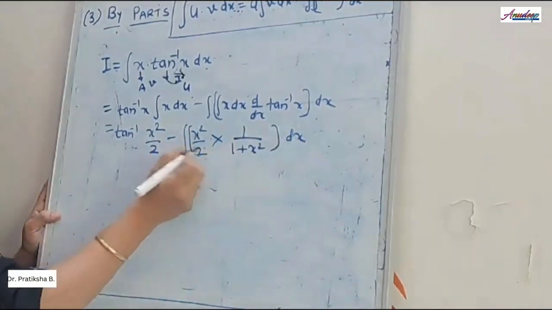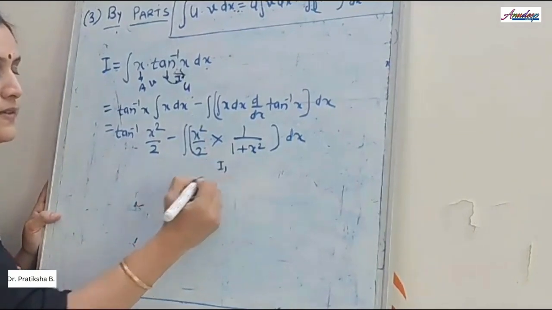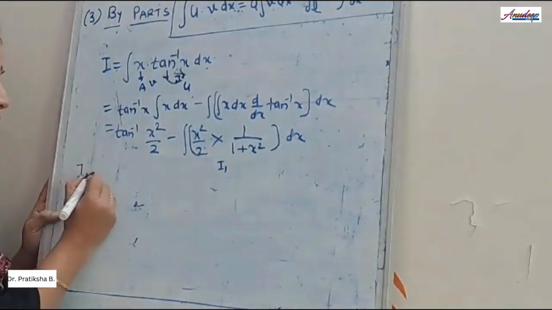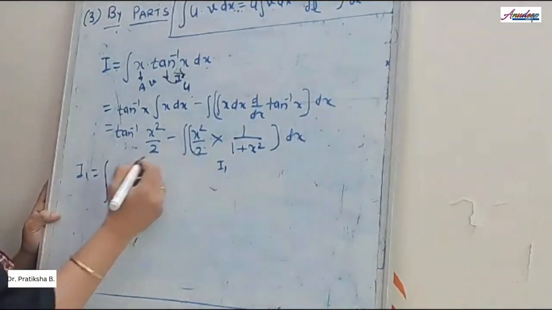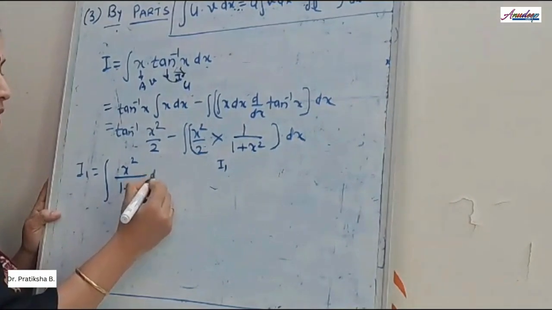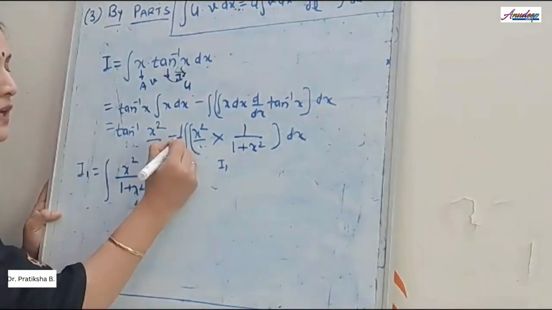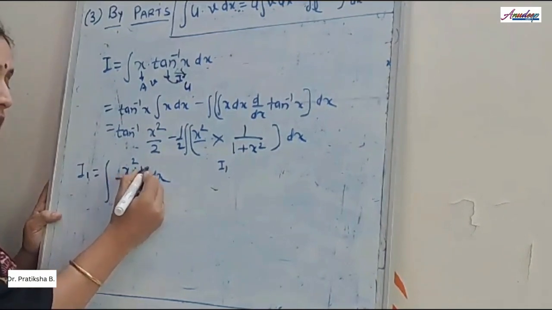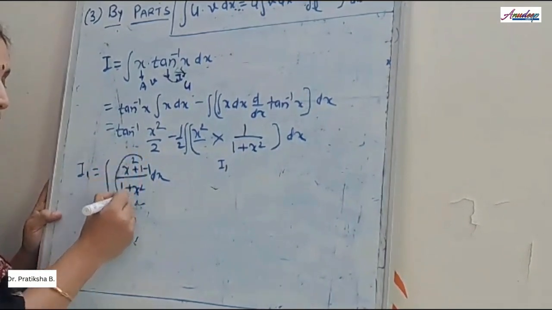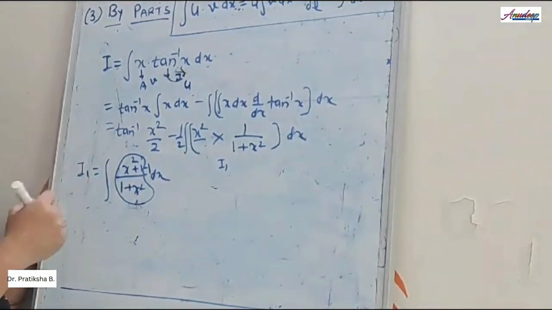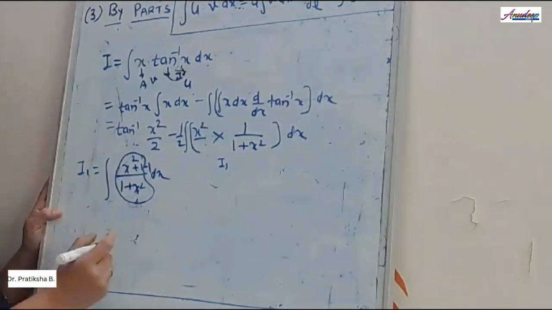So, what I can see here, let me call this sub-integral as I1. Let us solve I1. What I am getting is the integral of x square upon 1 plus x square dx, taking 1 by 2 outside. Here we can adjust plus 1 minus 1 so that I will get the same term inside the integral. This is the adjustment I make to simplify the integral.